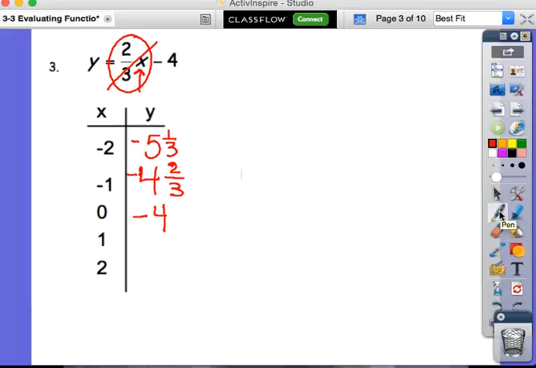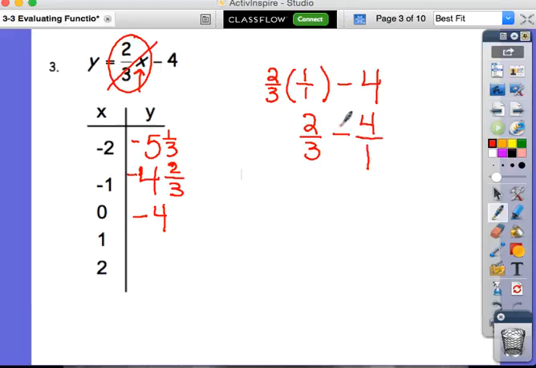A little more work when you have a fraction. So 2/3 times 1, or 1 over 1, minus 4. Well, 2/3 times 1 is just 2/3, right? Minus 4, or 4 over 1, you can change it to plus negative, or you can just leave it as a minus since we don't have any other negatives.